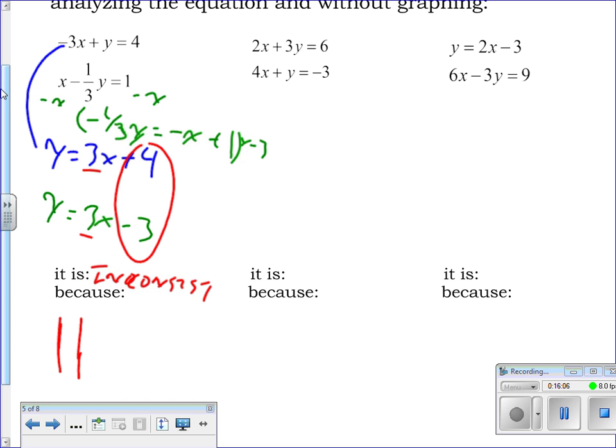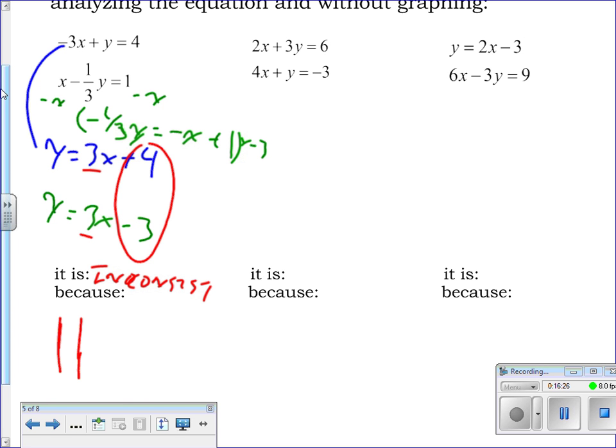Same thing on the next one. I can very easily do the same thing on the next one, and I want to see if they're parallel lines or not parallel lines. Are the slopes the same? The slopes are not the same.